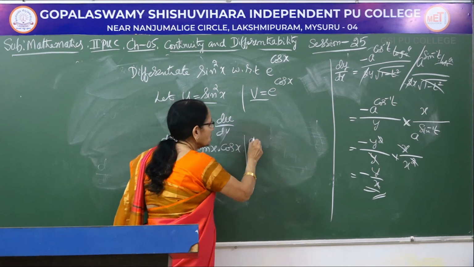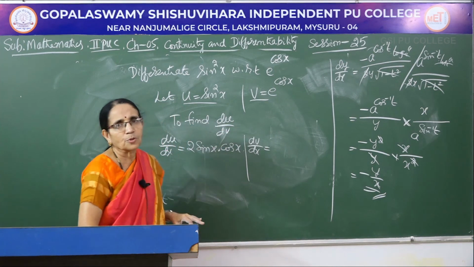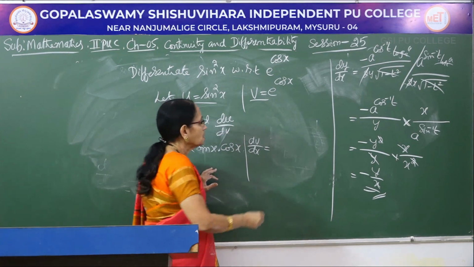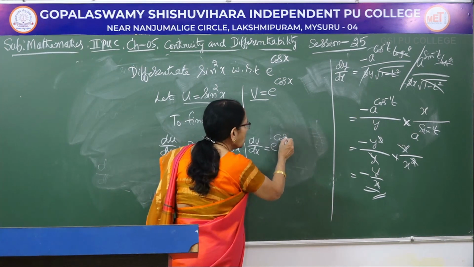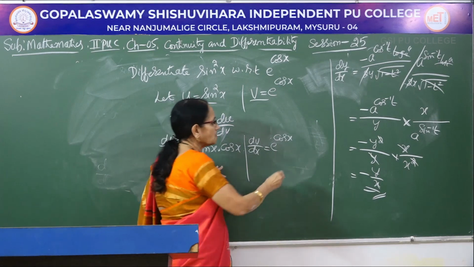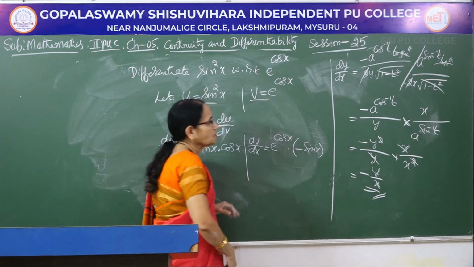Similarly, here dv by dx, again this is also a composite function. E power x means simple, e power cos x. So, e power anything remains the same after differentiation. So, e to the power cos x into, for cos x it is minus sin x.